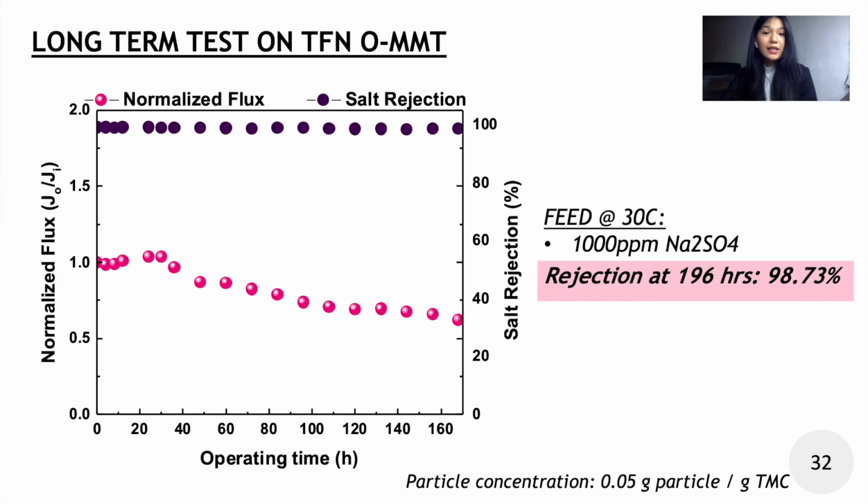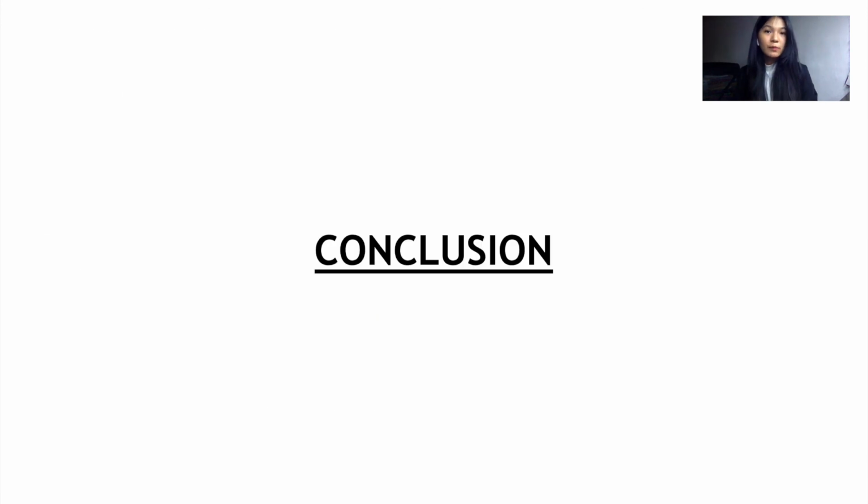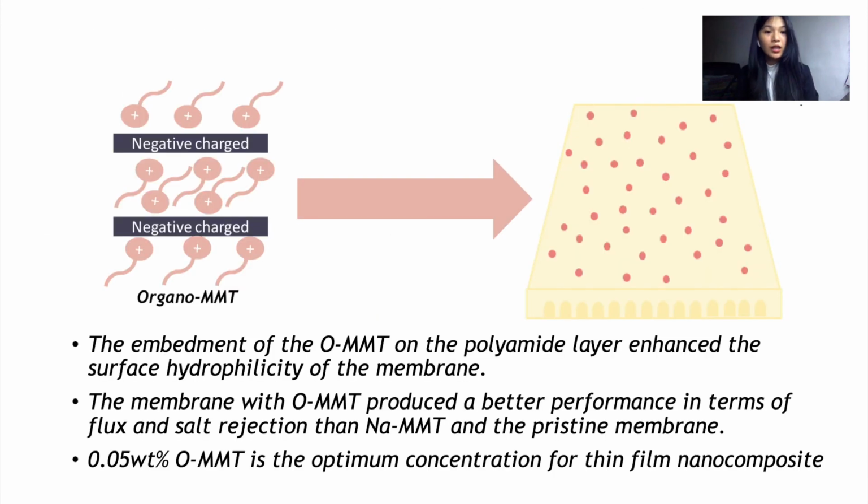For the long-term test, even at 196 hours, the rejection is still 98.73%, which indicates that the membrane had a stable performance. So for conclusion, the embedment of OMMT on the polyamide layer enhanced the surface hydrophilicity of the membrane. The membrane with OMMT produced a better performance in terms of flux and salt rejection than NAMMT and the pristine membrane. 0.058% of OMMT is the optimum concentration for a thin film nanocomposite.